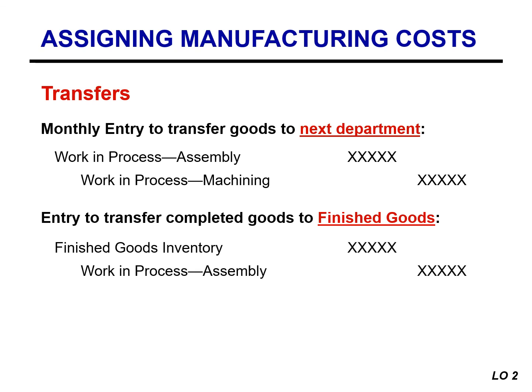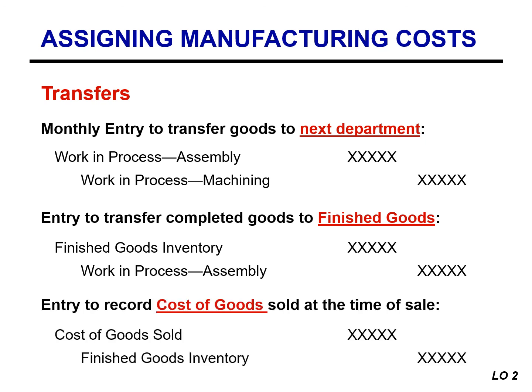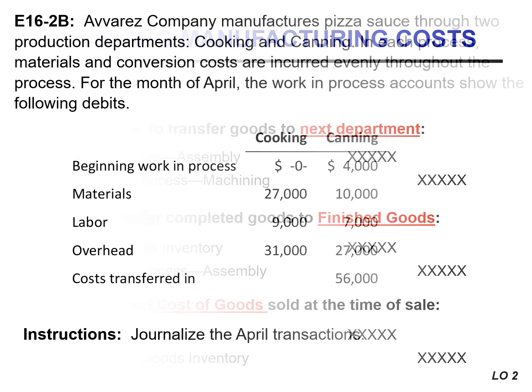When the assembling department completes the units, it transfers them to the finished goods warehouse. The entry to transfer is debit finished goods inventory and credit work in process assembling. When Tyler Company sells the finished goods, it records the cost of goods sold by debiting cost of goods sold and crediting finished goods inventory.